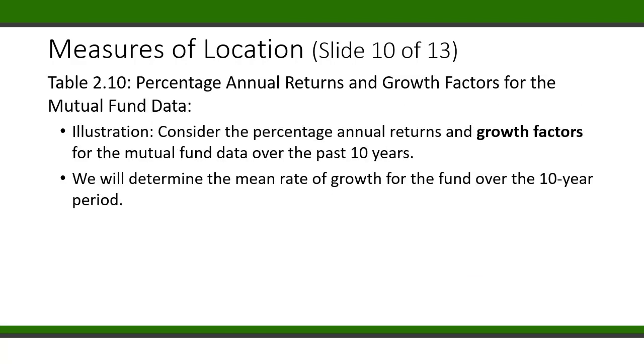The example that they use in your book is the percentage annual returns and growth factors for the mutual fund data for the past 10 years. You might want to know the mean rate of growth for the fund over the 10-year period. Think about that. That's going to give you a slightly different calculation than just the mean. Sometimes if people are just using the mean, they're not giving you accurate information, and then you're making bad decisions on that.